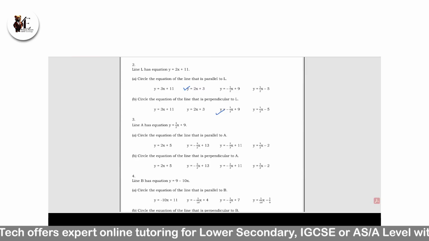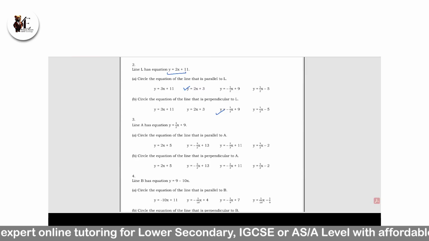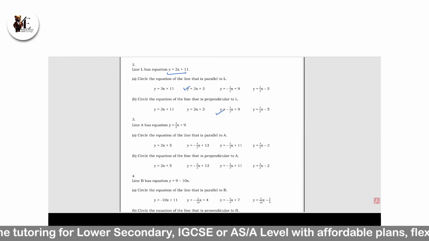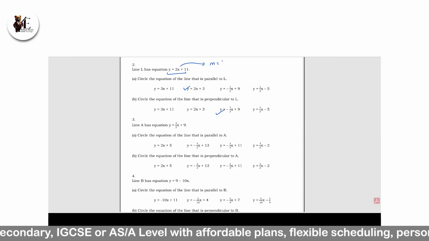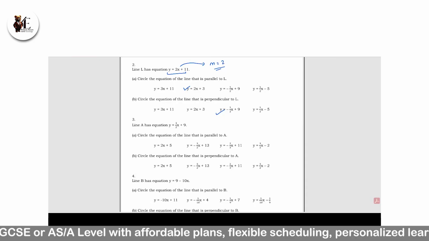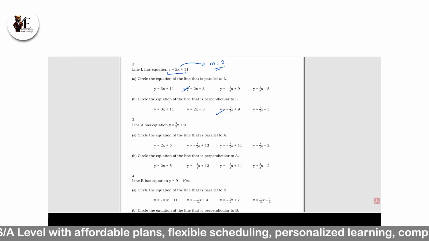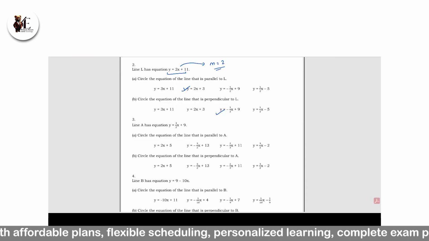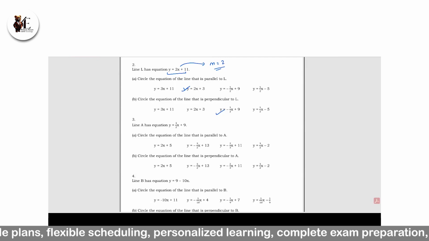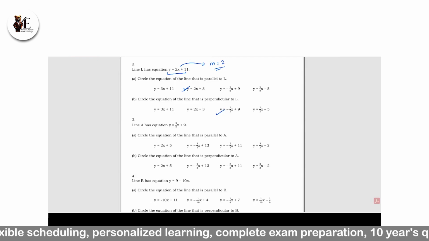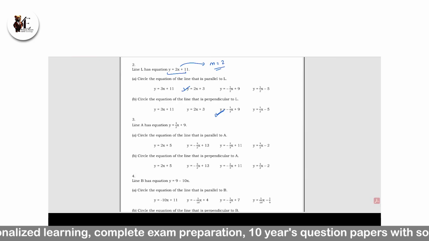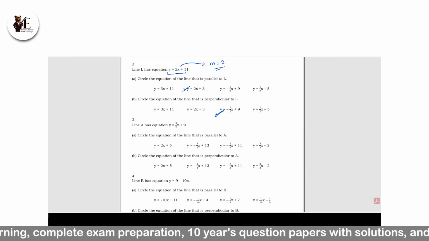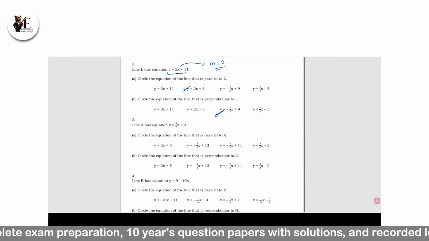Okay, so let's check. This is the equation of the line. For parallel, the condition is that the slope should be equal. Here, the slope is 2. So we have to check for which equation the slope is 2. For this one, it is 2. So your answer is correct. For perpendicular, the condition is that the product of both slopes should be equal to -1. Yes, this is correct.